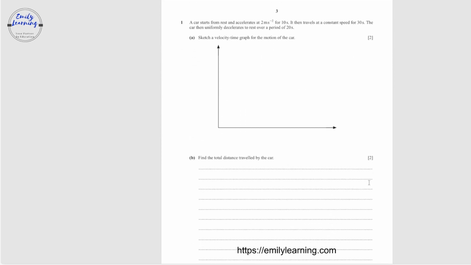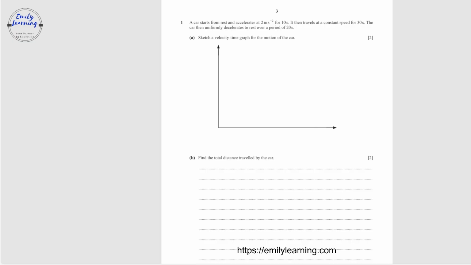Okay, so this is a mechanics paper, so let's take a look at it. In question 1, you're told that a car starts from rest and accelerates at 2 meters per second squared for 10 seconds. It then travels at a constant speed for 30 seconds. The car then uniformly decelerates to rest over a period of 20 seconds. So you're asked to sketch a velocity time graph for the motion of the car.